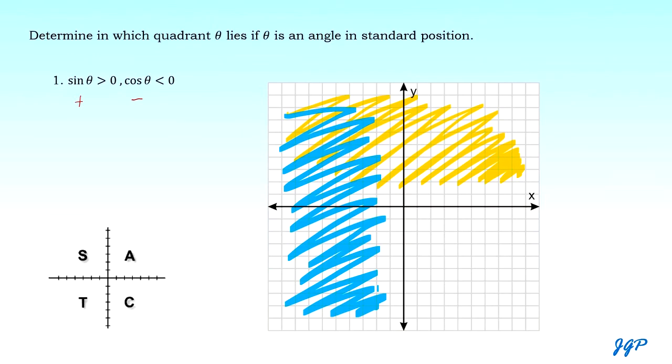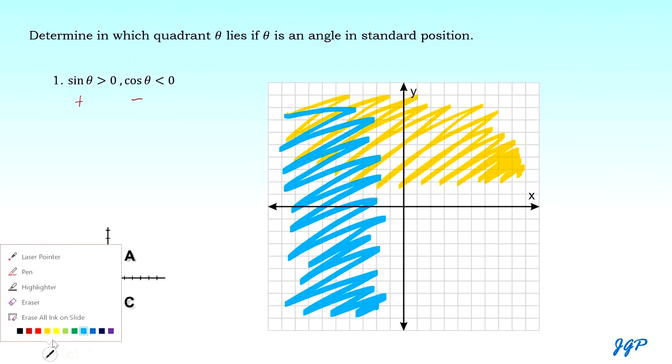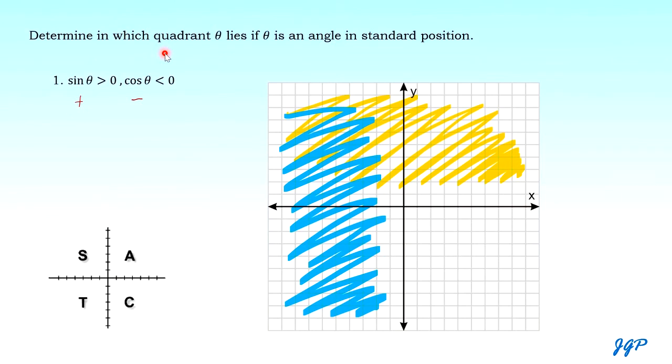Ayan. So, this time, how are you going to determine in which quadrant theta lies? Tumingin ka ngayon sa quadrant wherein nag-intersect yung shades mo. And in this case, in quadrant 2, nag-intersect ang ating shades. So, meaning, in quadrant 2, your sine is positive while your cosine is negative. Meaning, the answer for number 1 is quadrant 2.